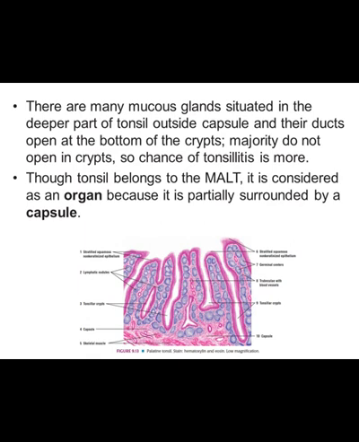There are many mucous glands situated in the deeper part of the tonsil outside the capsule, and their ducts open at the bottom of the crypts. Here we can see these are crypts. These are lymphatic nodules on the sides of the crypts. Majority do not open in the crypts, so chance of tonsillitis is more. Though tonsil belongs to MALT, mucosa associated lymphoid tissue, it is considered as an organ because it is partially surrounded by the capsule.